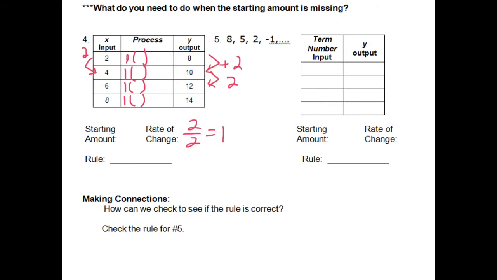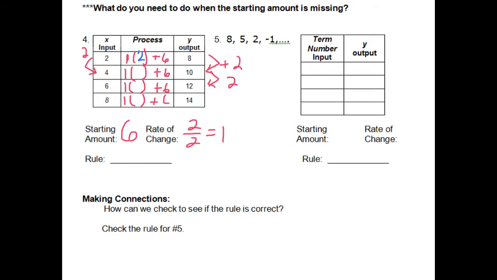So let's go ahead and fill in our x. 1 times x is 1 times 2. And when we do 1 times 2, that doesn't get us all the way to our output, which is supposed to be 8. So we need to add something to it. So 2 plus something equals 8. Well, that'll be 2 plus 6 equals 8. So our starting amount is 6. So we'll do plus 6 all the way down.